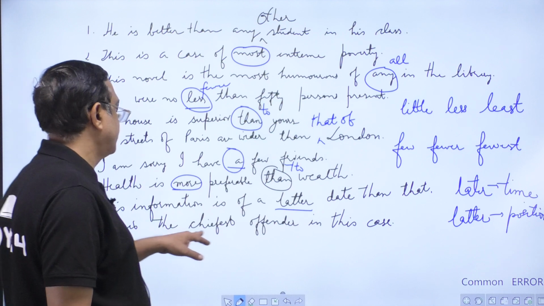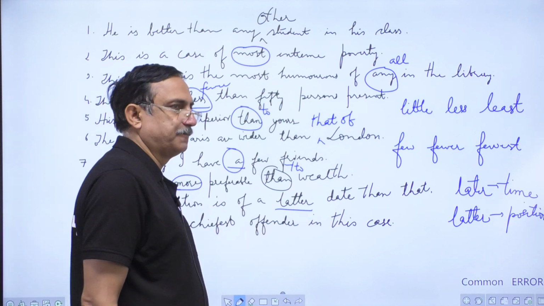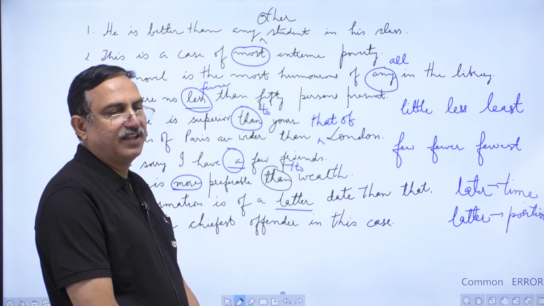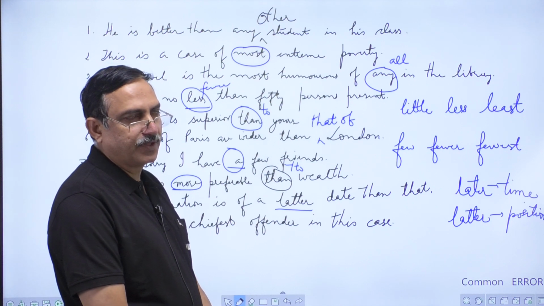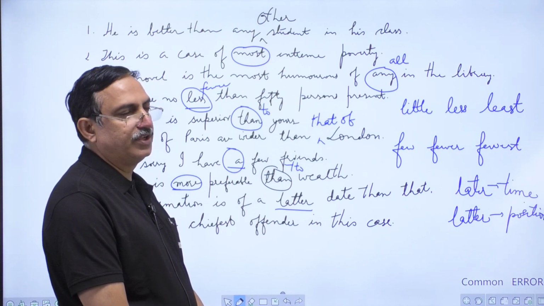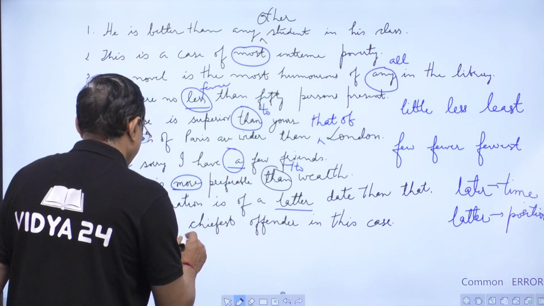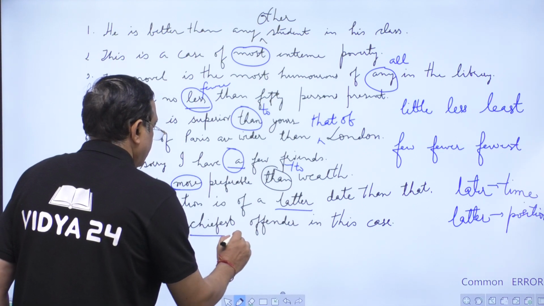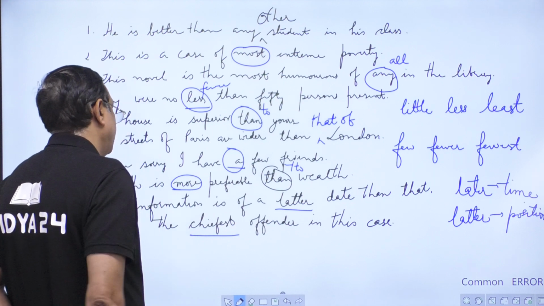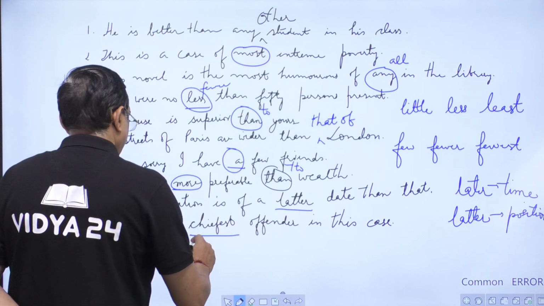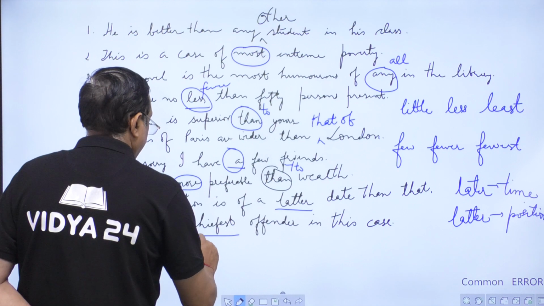He is the chiefest offender in this case. So we have just discussed that some adjectives cannot be changed through degree of variations. So one of them is chiefest. So chiefest should be replaced by chief. He is the chief offender.